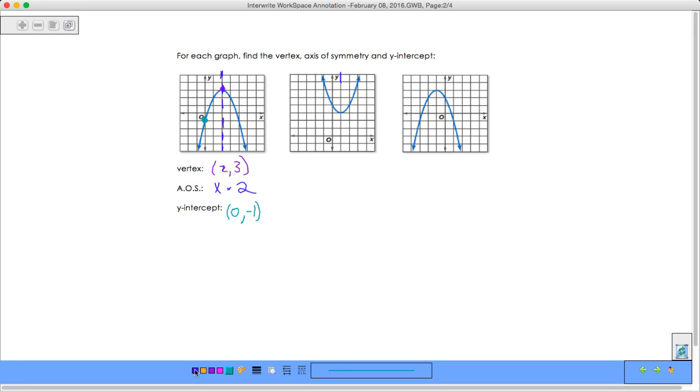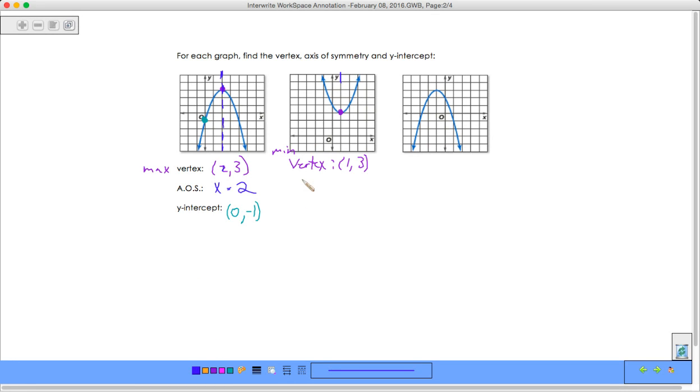Alright, now looking at the next one. To find the vertex, my vertex is right here where it changes direction. So our vertex in this case is 1, 1, 2, 3. And notice that our vertex can be a maximum, like it is here. That is our max value. The highest it gets before it comes back down. Or here it's a minimum, it's the lowest it gets before it goes back up. So you can have it either way depending on if it opens up or opens down.